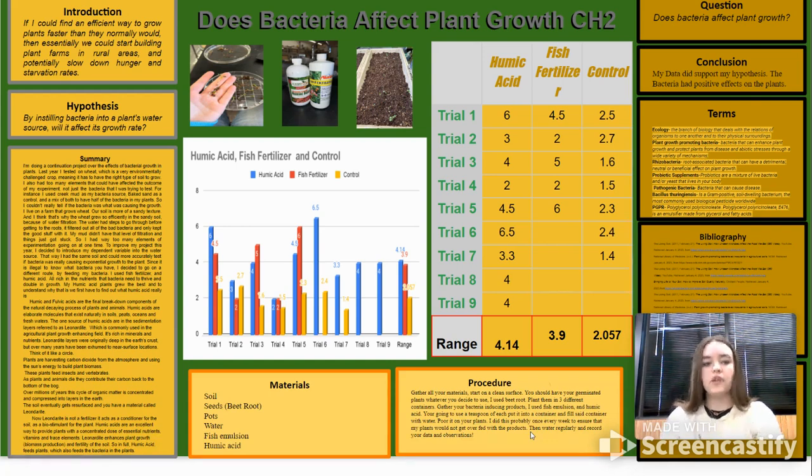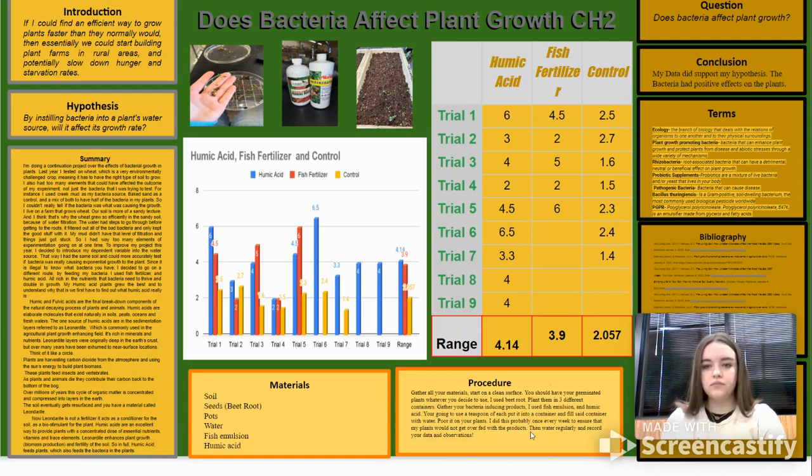How I did this project was I grew these plants, and then once I started seeing green, I put 1 tablespoon of humic acid to 3 cups water and grew that. Same for your fish fertilizer. And then after I was done, I cut the stems down, put them into a chart, and averaged them.